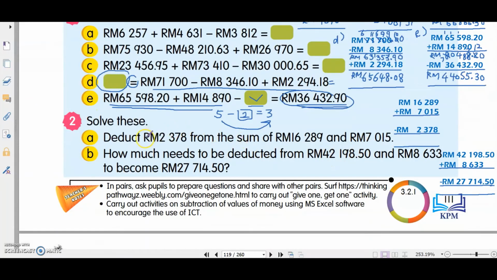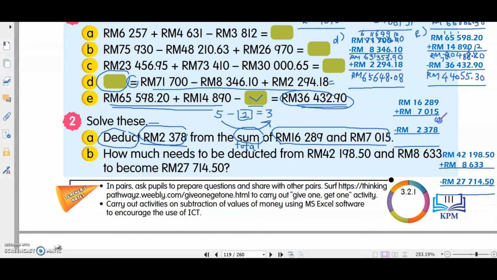Okay, number 2, deduct this. Deduct means minus. Deduct this from the sum. Sum means total. Total means you have to plus. So these two you have to plus and then you minus this. So we plus these two first. So 16,289 ringgit plus 7,015 ringgit.